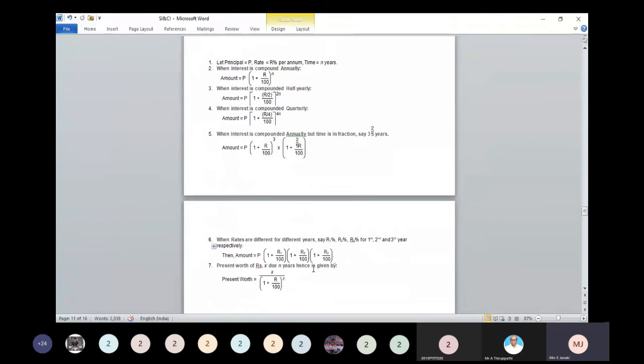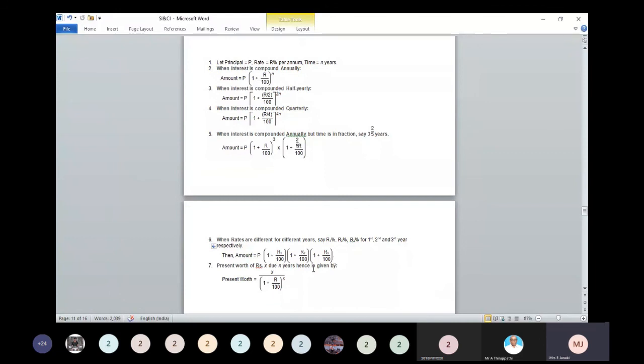In compound interest, take the principal amount P, the rate of interest R, and the time in n years. When the interest is compounded annually, the amount is P into 1 plus R by 100 whole power n.